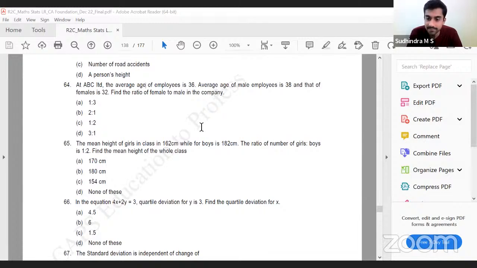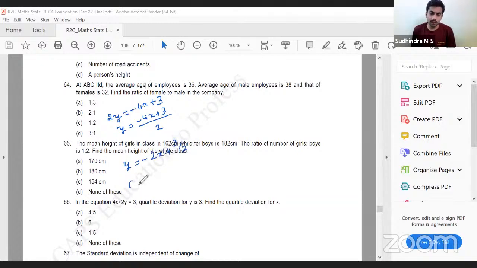1.5. Yes, 1.5. Now we have 4x plus 2y. I'll express it in the form of y is equal to a plus b into x. So 2y is equal to minus 4x plus 3, or y is minus 4x plus 3 by 2, or y is minus 2x plus 3 by 2.